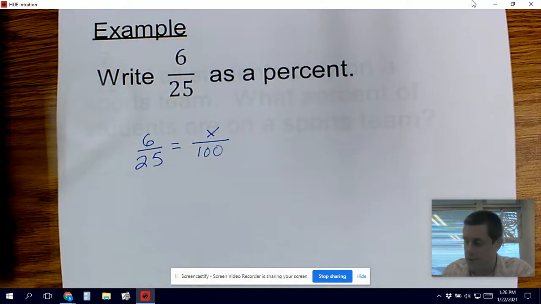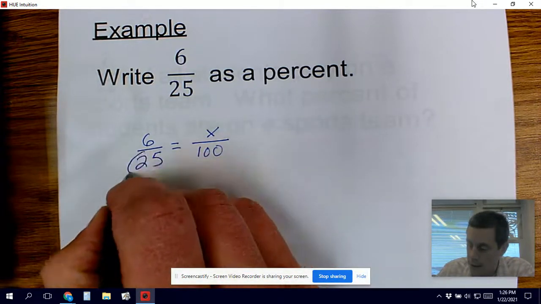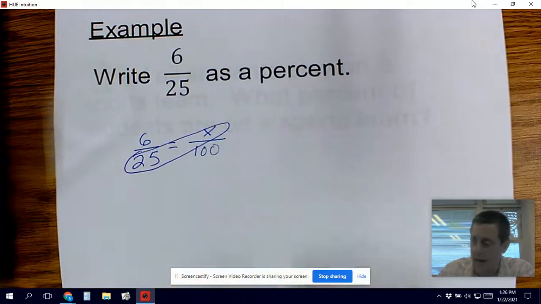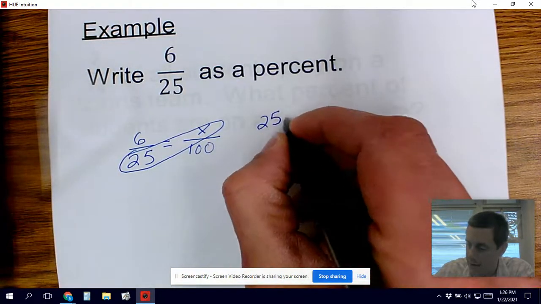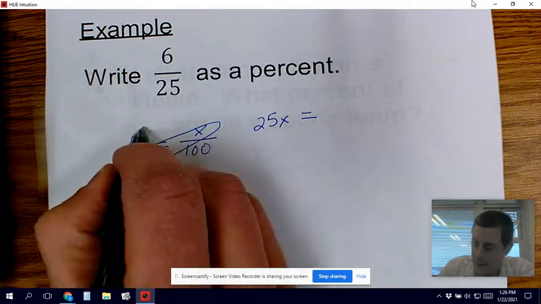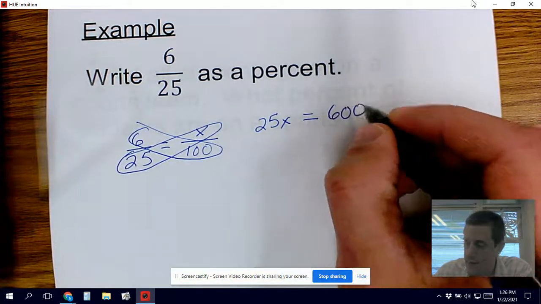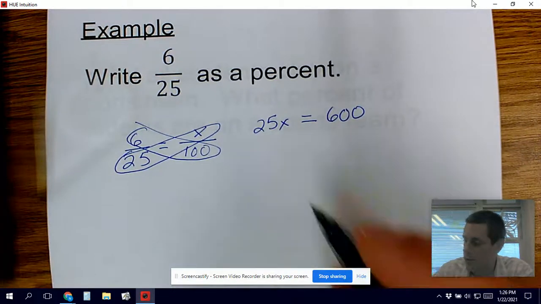Now all we need to do is solve this proportion. I'm going to cross multiply. 25 times x is 25x. We're going to bring over our equal sign. And now 6 times 100 gives us a value of 600. And now we're solving for x. We're looking for that percentage.